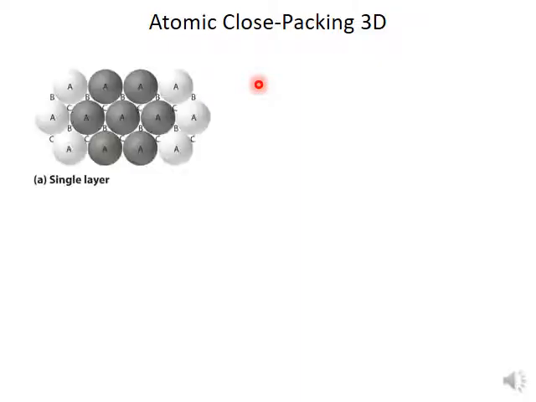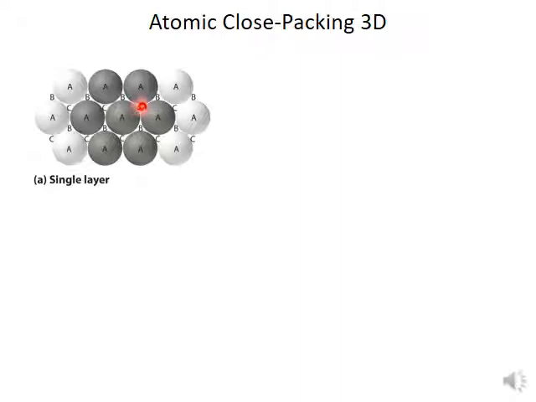So in the previous slide, we looked at a 2-dimensional picture of close packed atoms, and we found out that if you have a hexagon-like arrangement of atoms in 2 dimensions, you get dense packing. The hexagon has been shaded gray here just for better illustration.